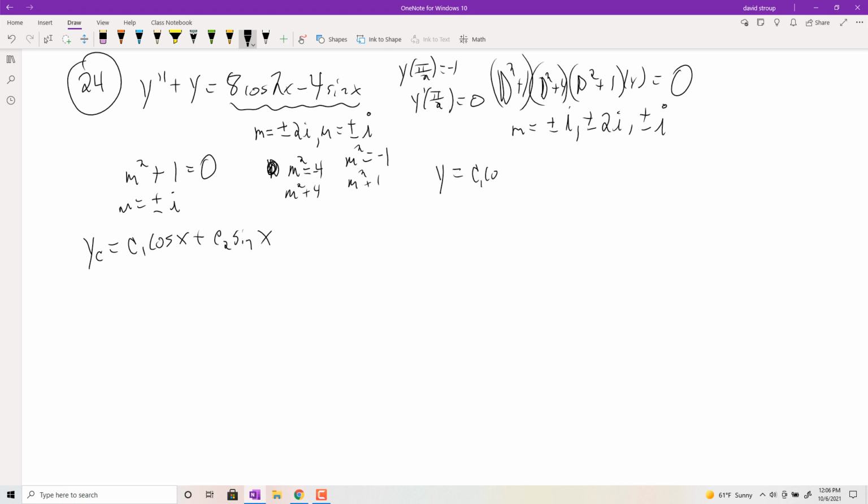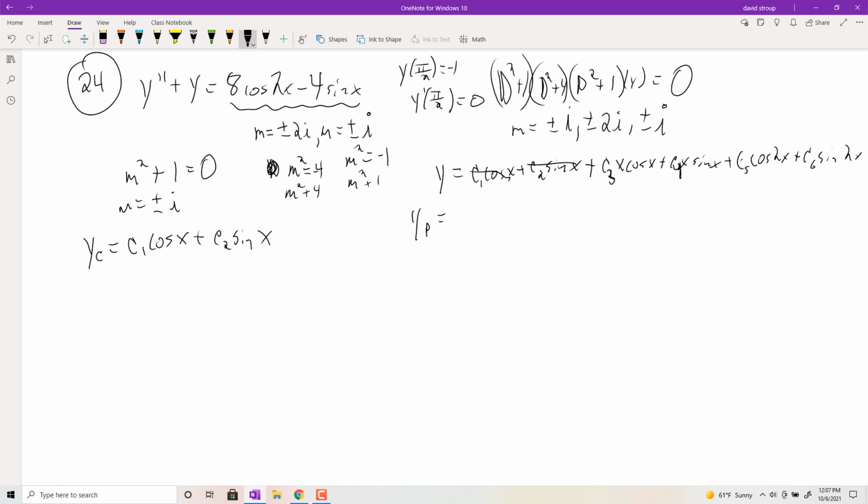It will be c1 cosine x plus c2 sine x. But because it's repeated, then you have c1 x cosine x plus c2 x sine x. And then you have the other part. Oops, this should be c3, c4. Let's do that. And then plus c5 cosine 2x plus c6 sine of 2x. Okay. All right, so your particular part then, yp, I don't need this, I don't need this, and then I need everything else.